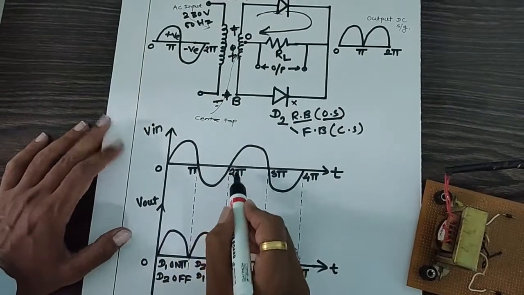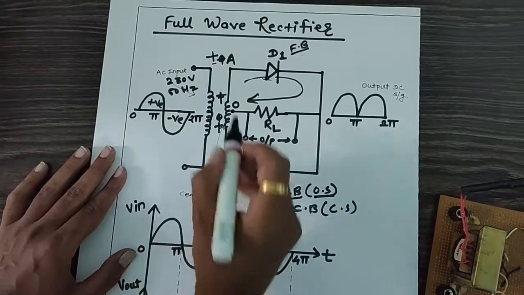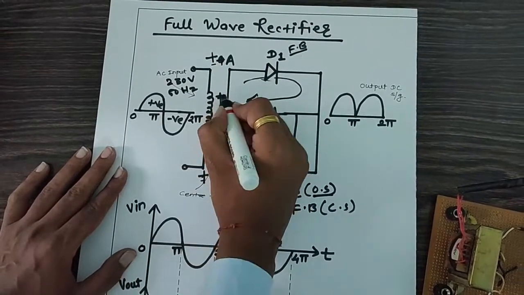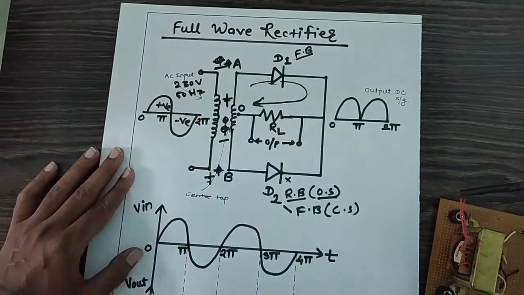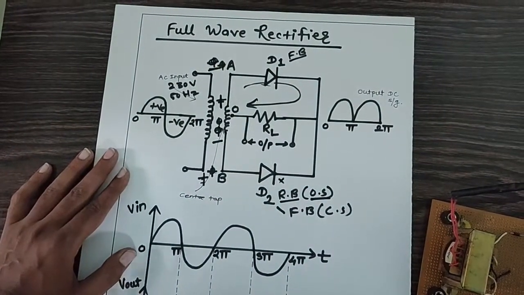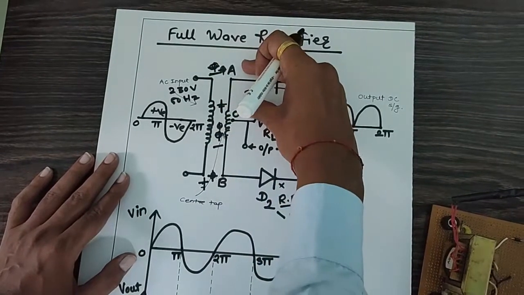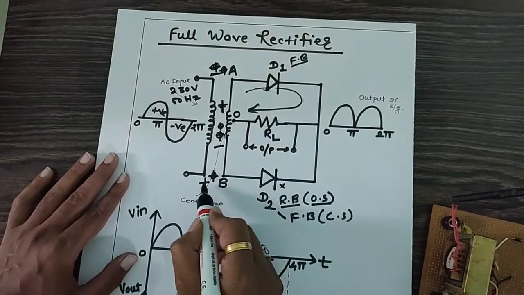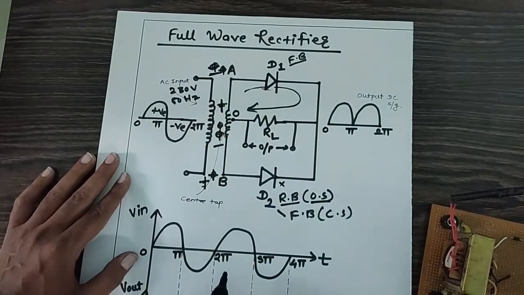Similarly for the next negative half cycle, that is from pi to 2 pi, what will happen? The polarity will get changed, means your B will be positive and your O will be negative, and your A will be negative. Now here your VBO is positive with respect to VAO, means your B terminal is at positive potential while your A terminal is at negative potential.